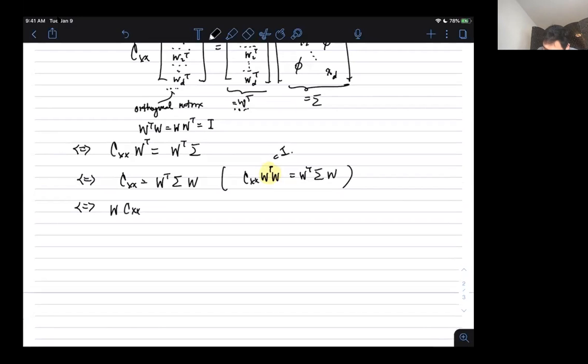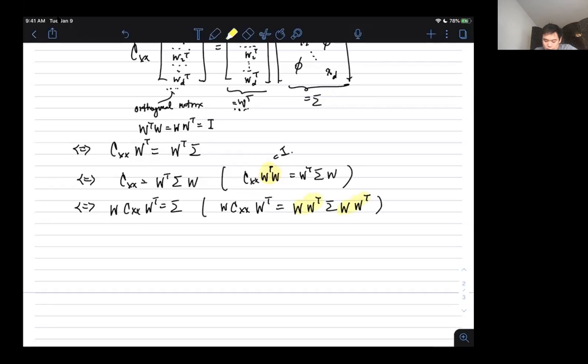And now you already see where I'm getting at, right? So how did it happen? It is because W times C_XX times W transpose equals W times W transpose sigma times W transpose. And then we again notice that we have W times W transpose on both sides of this sigma. These both terms are going to be simply the identity matrix, and the identity matrix is just like 1 in a scalar multiplication. You can simply ignore them.